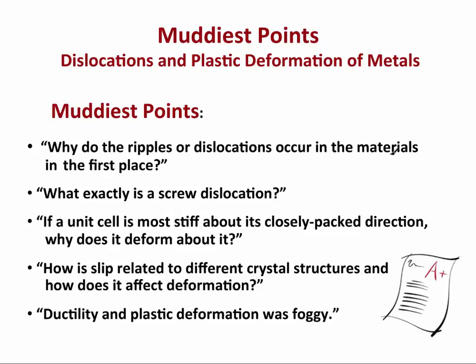Just to review, the muddiest points that we've answered today are: why do the ripples or dislocations occur in metals in the first place? What exactly is a screw dislocation? If a unit cell is most stiff about its closely packed direction, why does it deform about it? How is slip related to the different crystal structures, and how does it affect deformation? And then ductility and plastic deformation was foggy.